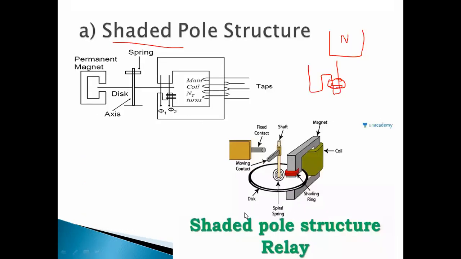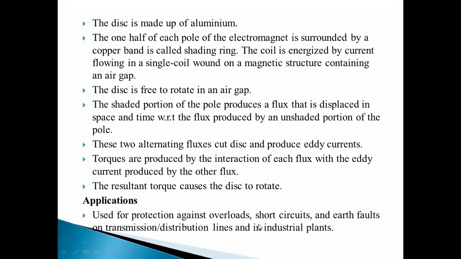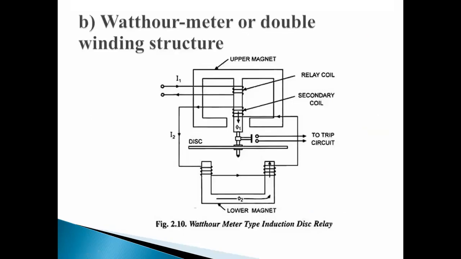I hope everybody understood this shaded pole structure. So what happens actually? The torque is produced here. Torque is proportional to phi 1 phi 2 sine alpha. So the combination of these two fluxes will produce the torque, and your disc will start rotating here. The basic working principle is used, which all of you know.